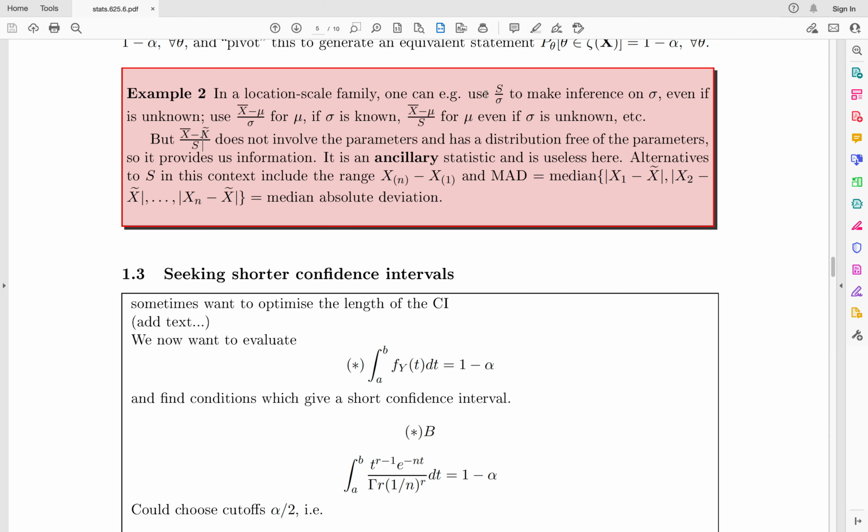But we can use S over sigma to make inference about sigma in a location scale family, and we can use x bar minus mu to draw inference about mu, and so forth.